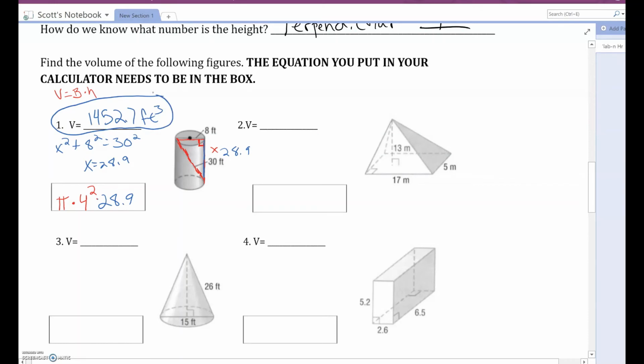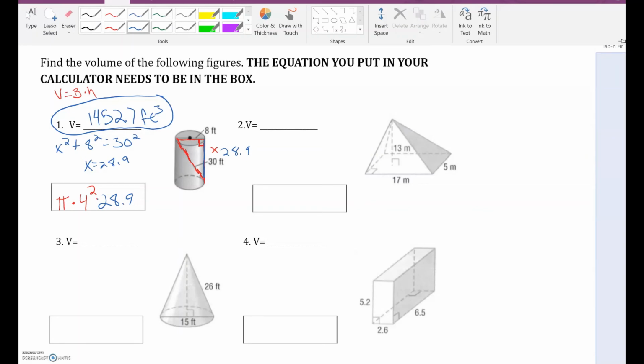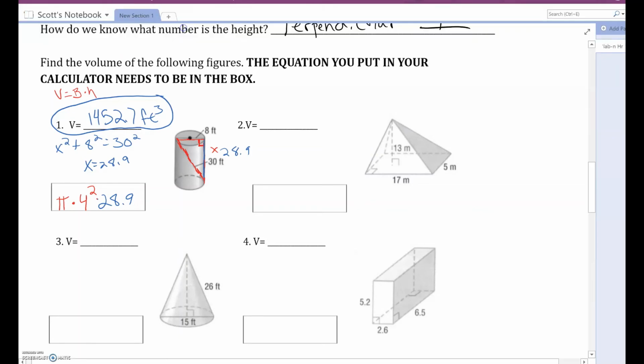Okay. For number 2, ask yourself, do I have 2 parallel bases? Well, I've got these triangles, but they all connect, they all cross. I've got this rectangle. I don't have 2, but since I only have one of them, it meets at a point. So I have to take 1/3 area of the base times the height.